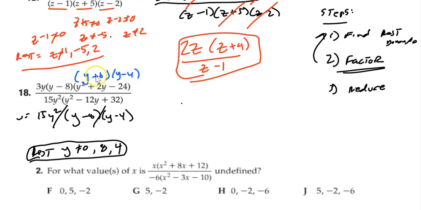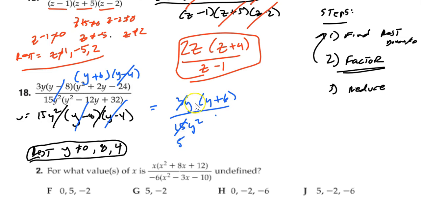Now let's reduce. Only thing I see right now is y minus 4s and the y minus 8s. So now I'm going to put everything over. So I have 3y, y plus 6, 15y squared. And then I'm still not done. Now again, to remultiply, so I can reduce this. 3 and the 15 reduce to 5. And then again, I have a y and a y on the bottom. So which one wins? The bottom wins. There's one more on the bottom. So I should get y plus 6 over 5y.